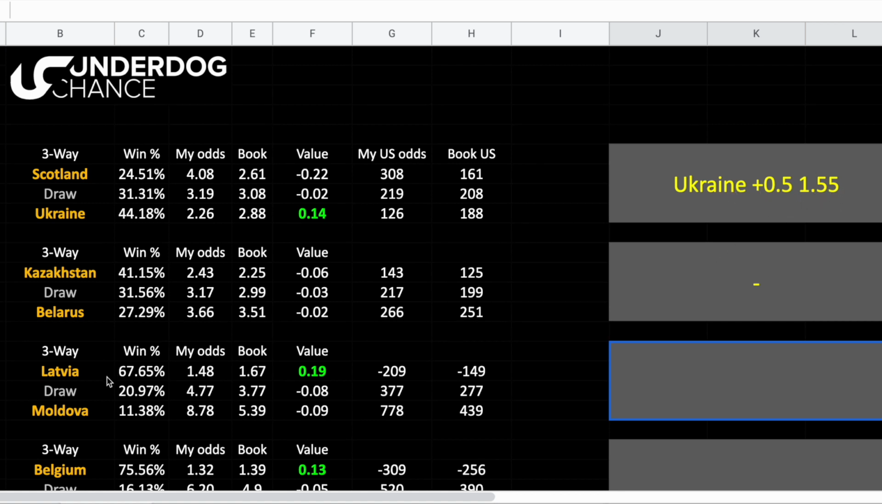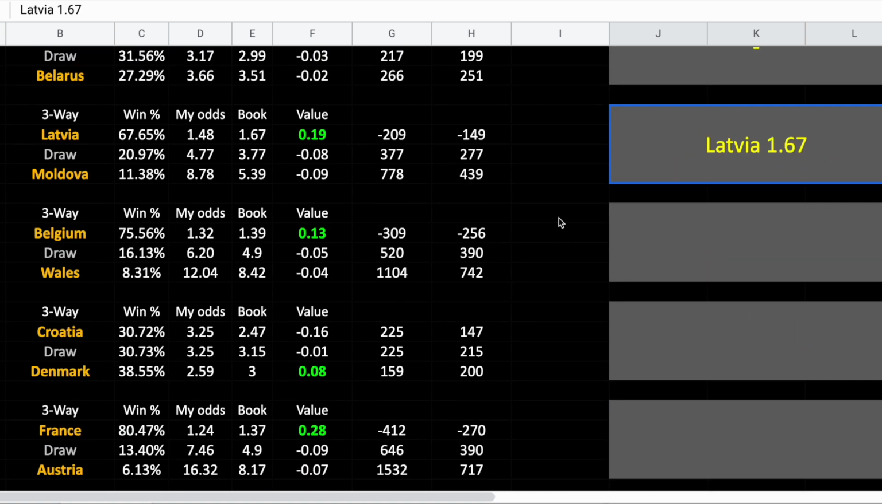Latvia, Moldova. Based on my projections, Latvia should be at 1.48. Bookmakers have them at around 1.67, which means that Latvia at 1.67 is a value bet. Belgium, Wales. We have small odds on Belgium, but they are the better team. If you still want to play this game, I would take Belgium at 1.39. If you can get them at 1.40, depending on the bookmaker, it is even better.